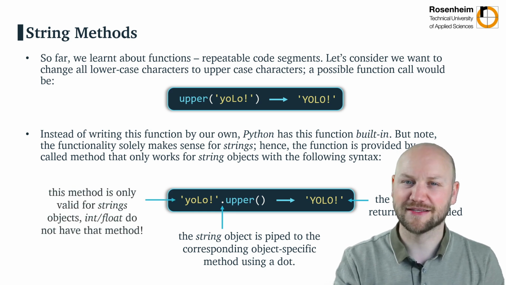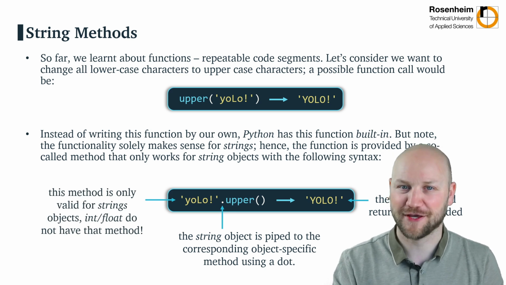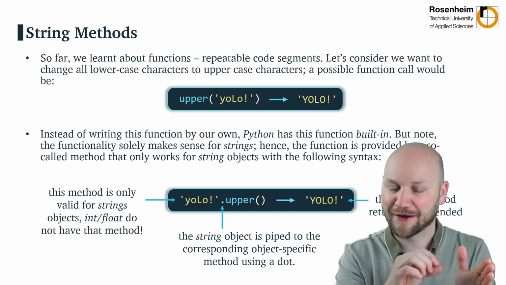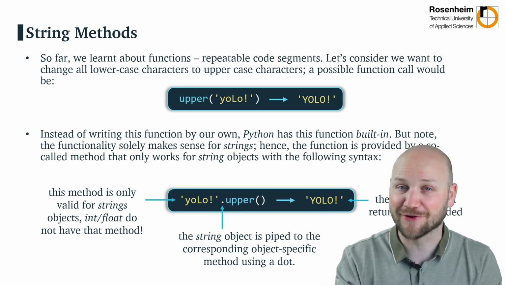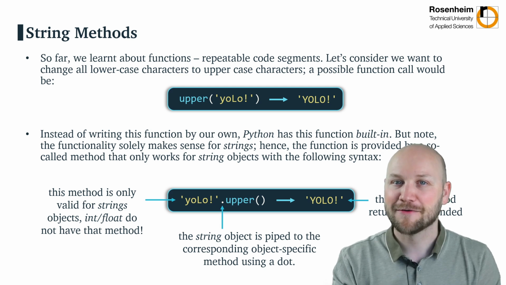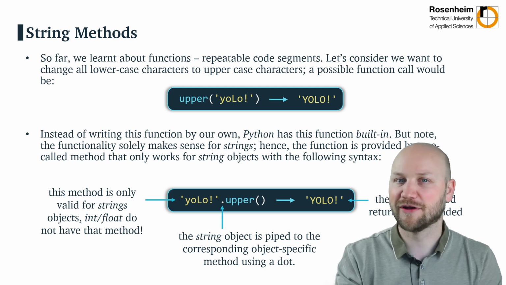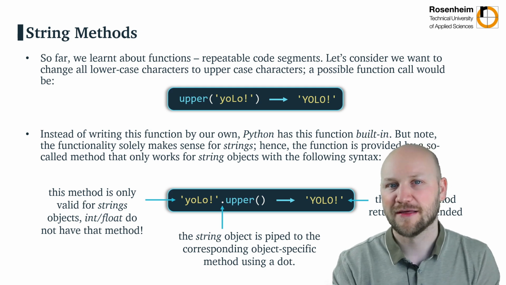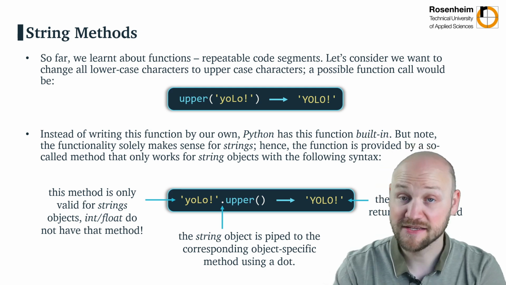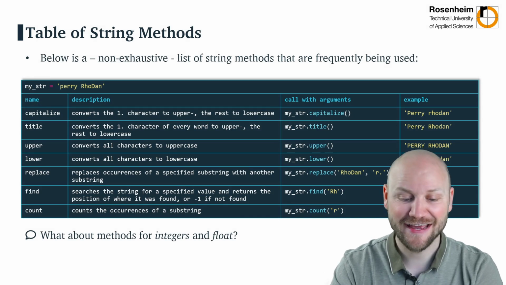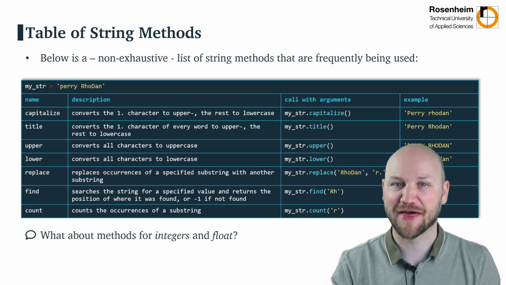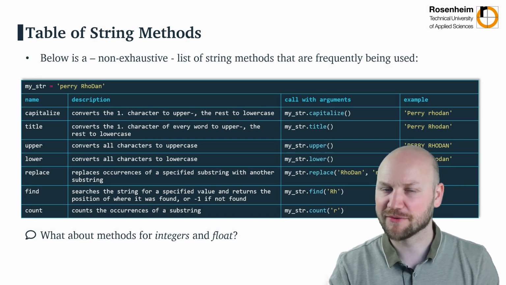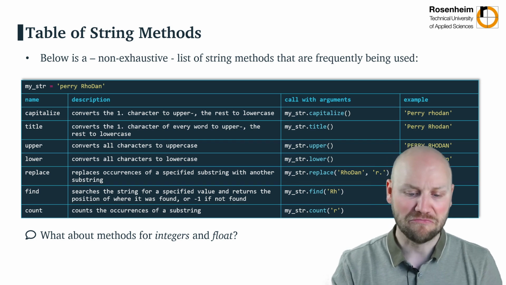And very importantly, this is only valid for string objects. Yeah? This is a string object. You can use the string method upper. It simply doesn't exist for integers or floats or other data types. These are string-specific methods. So if you are learning about strings, you also want to learn about the methods behind that. And this is why we are maintaining a table throughout the course that is a non-exhaustive list of string methods, and these are just the string methods that are frequently used. No one knows them by heart, but it's important to know that they exist.